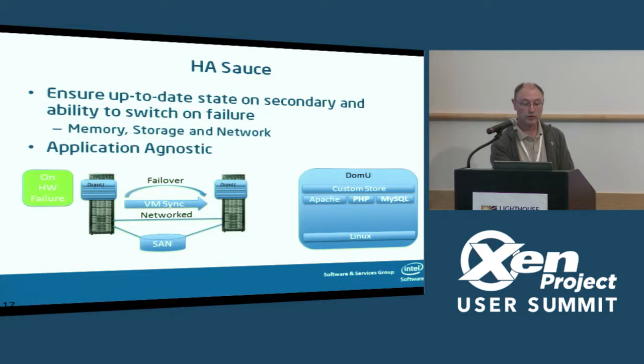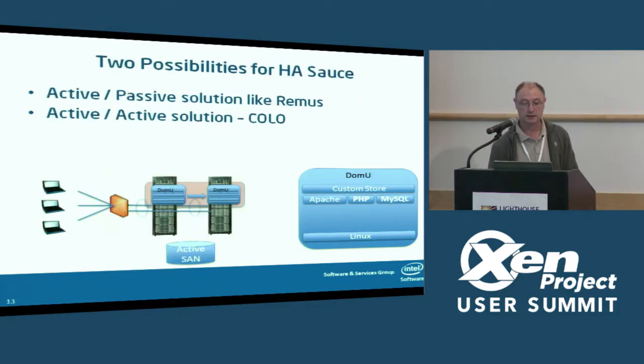Now, for this to work, what we need is the special sauce to ensure that we are up to date on the secondary, so that the two VMs really have the same state, or an equivalent of that. And so we have the replicated machines and network and all of that, but we need something to do the VM sync and to watch for failover. And that's where the special sauce comes in.